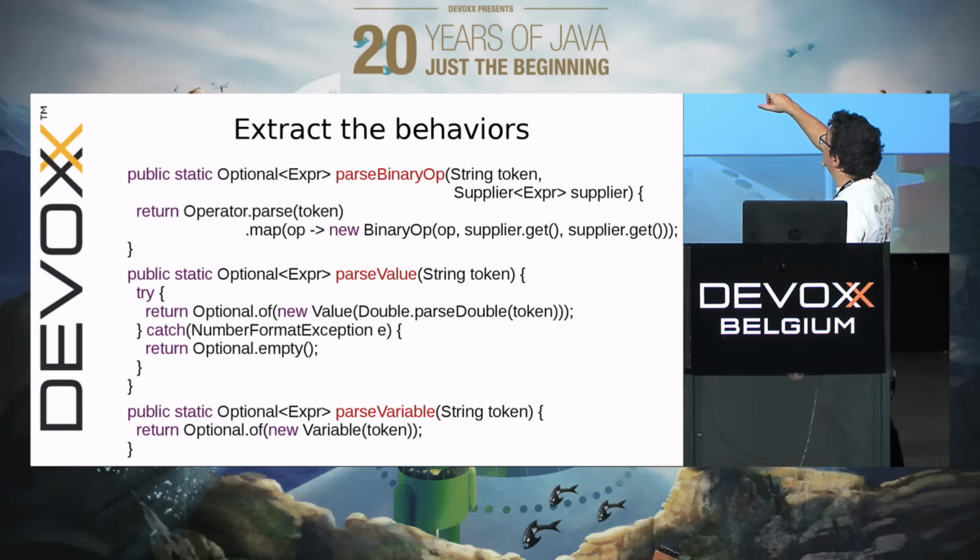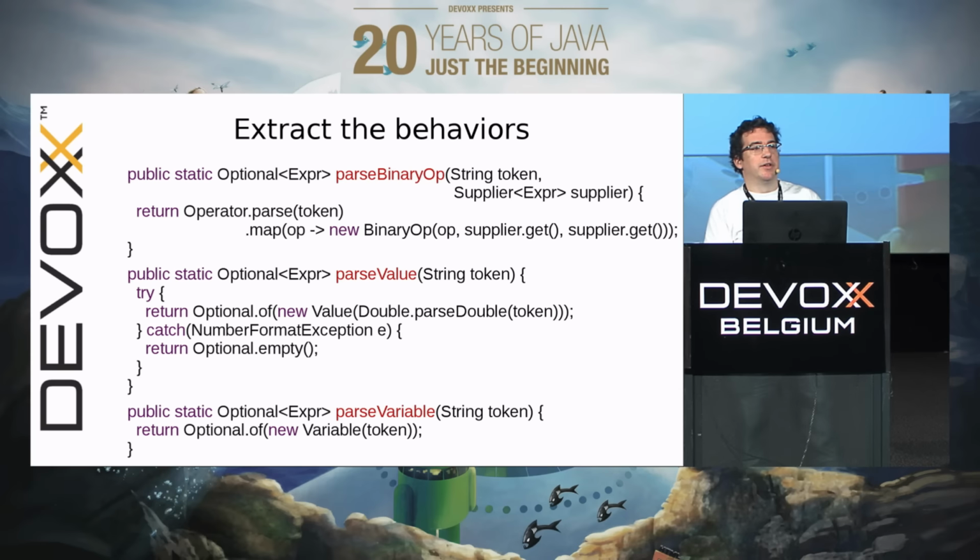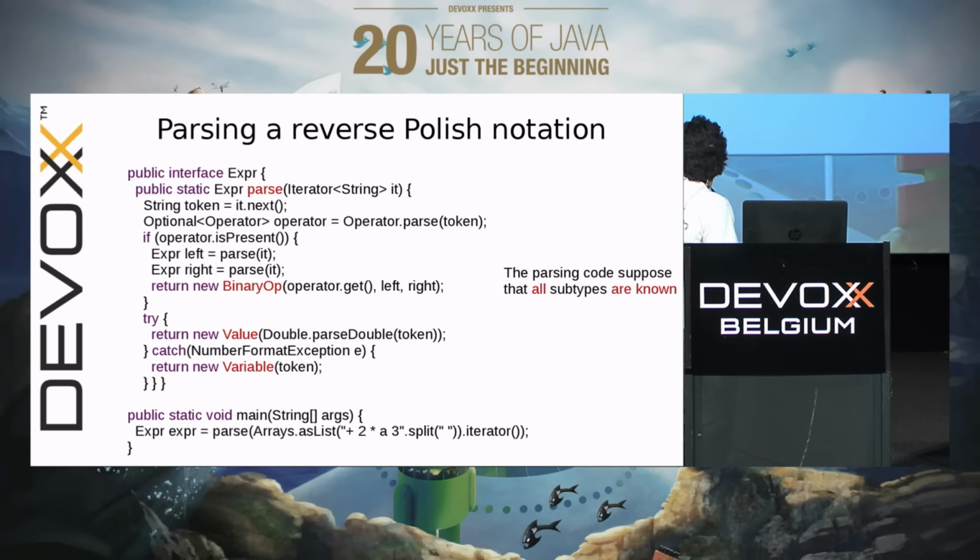So if the optional is empty, the optional empty will be returned, otherwise it will create the new binary operation. Note that I have something here. My binary operation, before the new, I have to call pass again. The function is recursive. If it's a binary operation, I have to pass the left argument and the right argument.